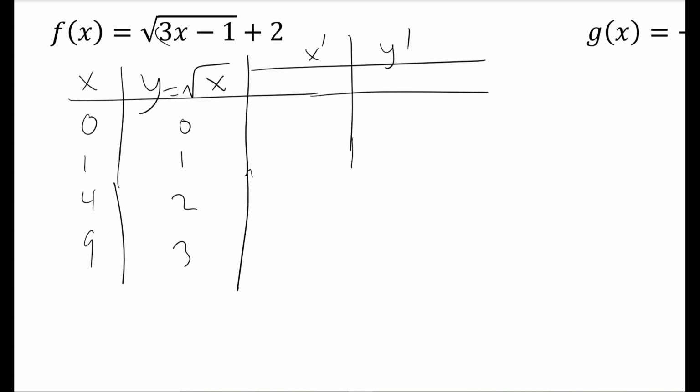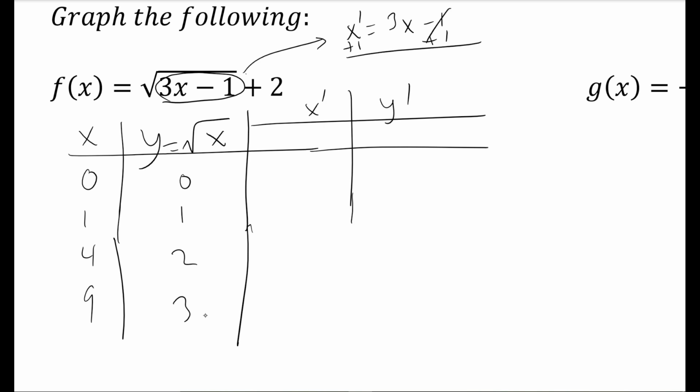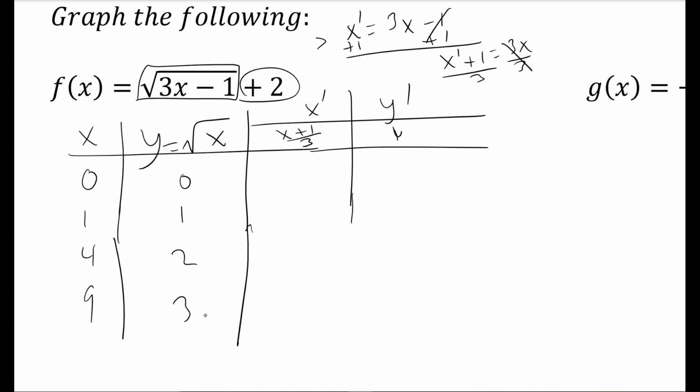Now, for the x transformation, we're going to set this equal to x prime and just solve that. Let's do that off to the side here. X prime is 3x minus 1. So we're going to add 1 on both sides to solve for x. We get x prime plus 1 equals 3x. Then we're going to divide everything by 3. So this becomes x prime plus 1 over 3. And then our y transformation, what is happening to the outside of the radical? We're just adding 2. So this is going to be y plus 2. Very simple once you get the hang of it.